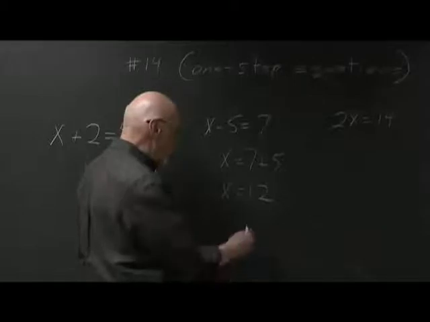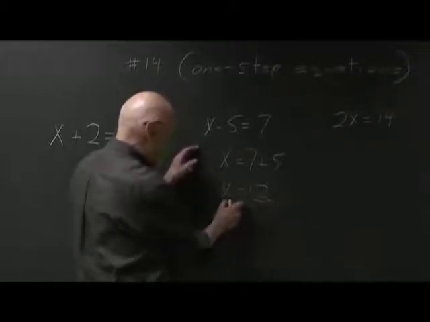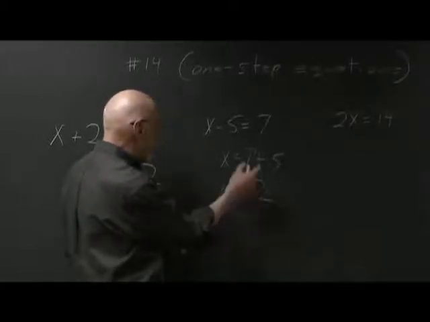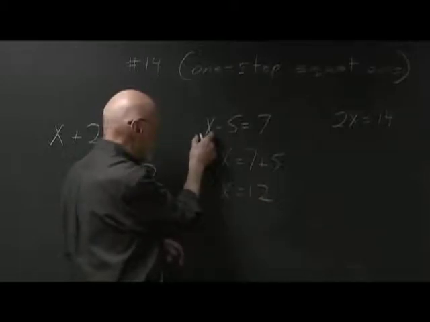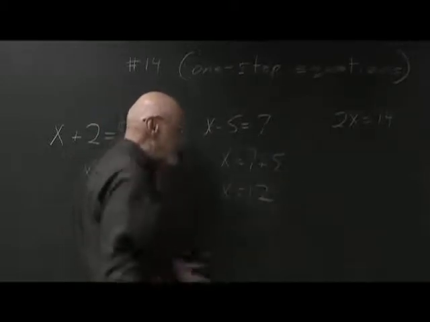Let's find out if we got it right. We're saying x is 12, therefore we'll substitute 12 for x. 12 minus 5 equals 7.